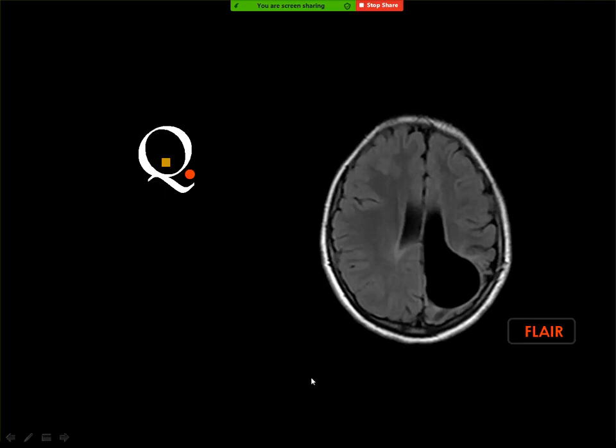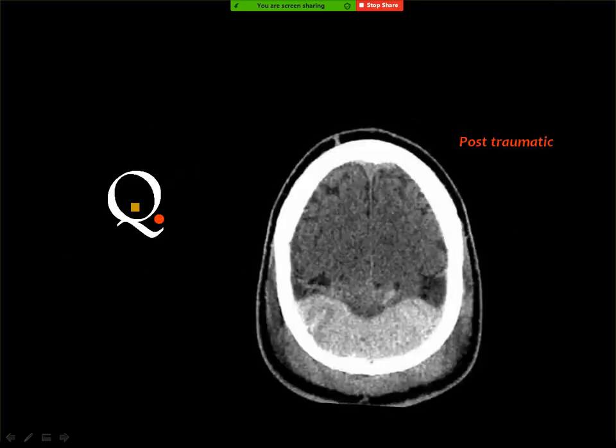Yes, then this is a porencephalic cyst with this FLAIR. The cyst is communicating with the ventricle, and it shows low signal, meaning that it is of CSF signal content.